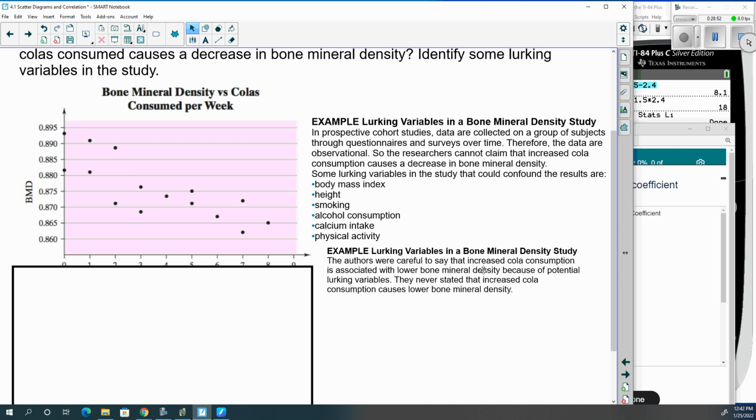So it says the authors were careful to say that increased Coca-Cola consumption is associated with lower bone mineral density because of potentially lurking variables. They never stated that increased Coca-Cola consumption caused the low bone mineral density.